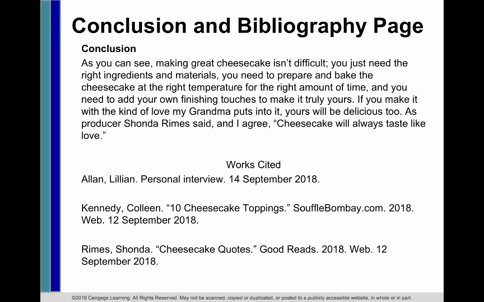Now I've put the bibliography on this slide, but you'd put it on a separate page. You will need to format it in either APA or MLA. This is MLA, so the bibliography is labeled Works Cited. Then I put my 3 sources in alphabetical order, formatted correctly. My first source is the personal interview I did with Grandma. My second source is the 10 Cheesecake Toppings article that I cited. And the third source is the Shonda Rhimes cheesecake quote.